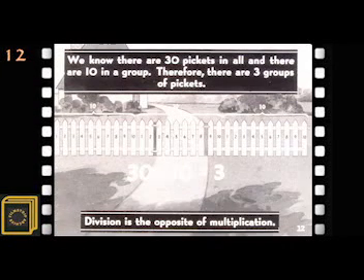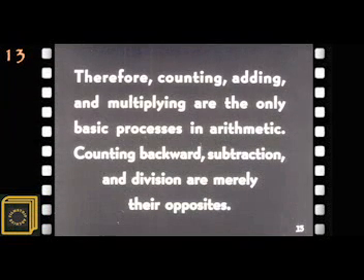We know there are 30 pickets in all, and there are 10 in a group. Therefore, there are 3 groups of pickets. Division is the opposite of multiplication. Therefore, counting, adding, and multiplying are the only basic processes in arithmetic. Counting backward, subtraction, and division are merely their opposites.